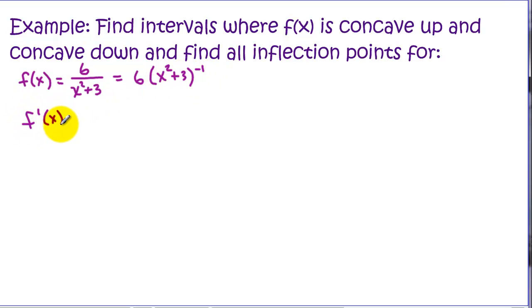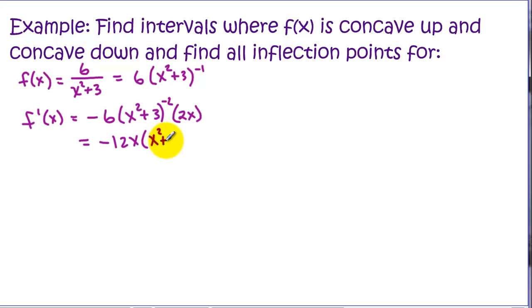So using our chain rule, we're going to take the exponent times here, we get -6, and we subtract 1 from the exponent, and then using the chain rule we have to multiply by the derivative of what's inside, which would be 2x. And we can use the commutative property of math to combine those two things, so we have here -12x times (x squared plus 3) to the -2.